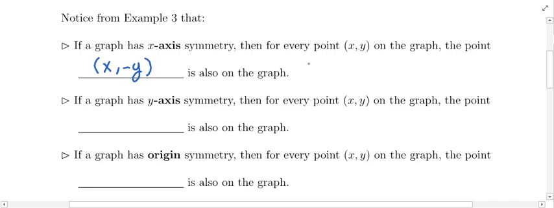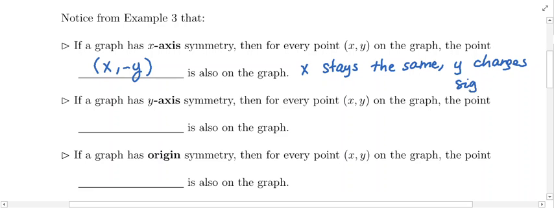Okay, so again, I'll write right here. This means that x stays the same and your y coordinate changes sign. Okay, so that's how we could have handled this. That's how you handle this when you actually physically draw the x-axis symmetry.